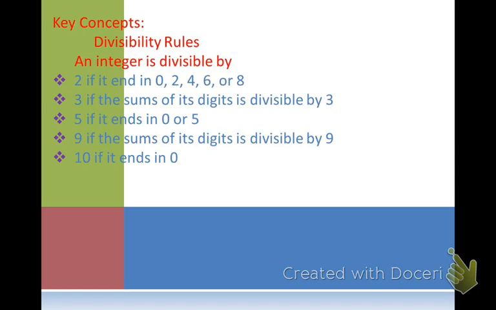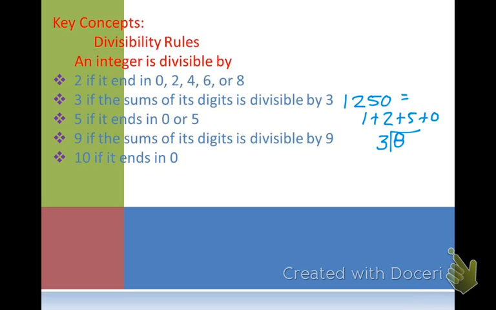So, if it's 1,250, what you would do is add them up. 1 plus 2 plus 5 plus 0, and that would be 3, 4, 5, 6, 7, 8. 8. And then you would check and see if 3 goes into it. Well, 3 does not go into 8, so it would not be divisible by 3.